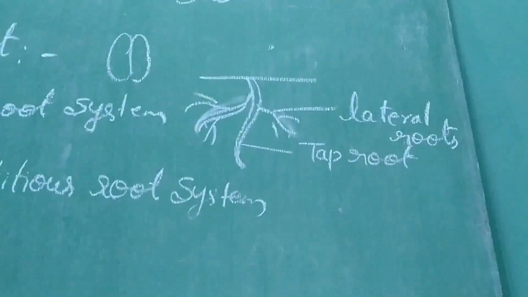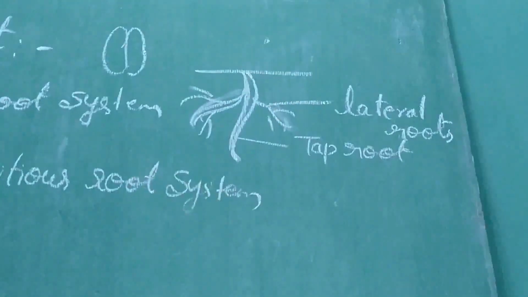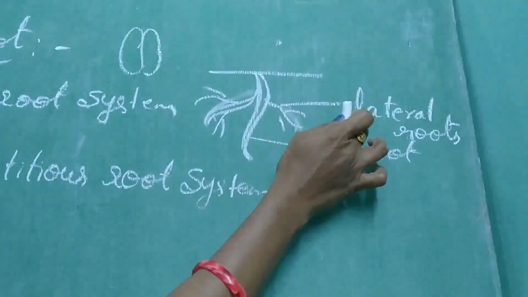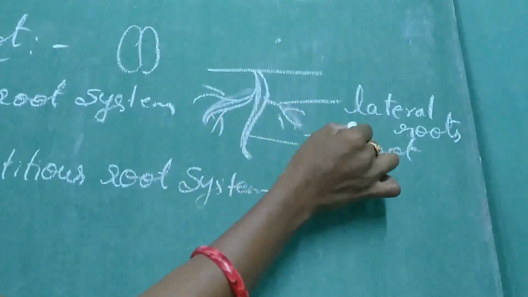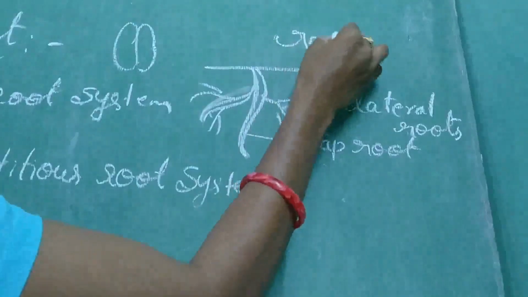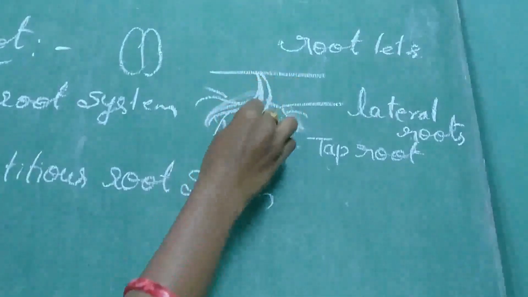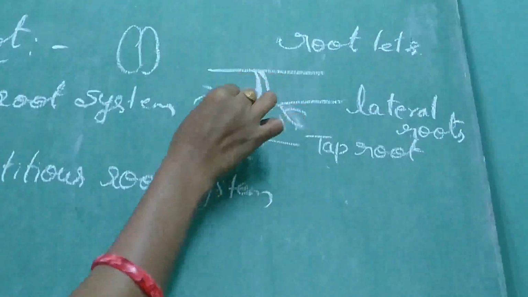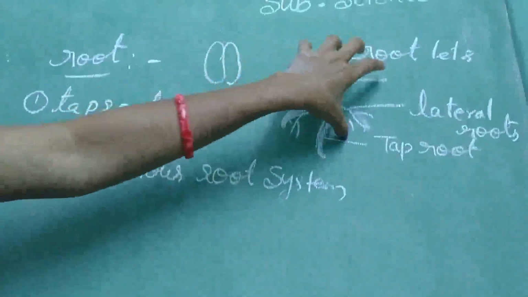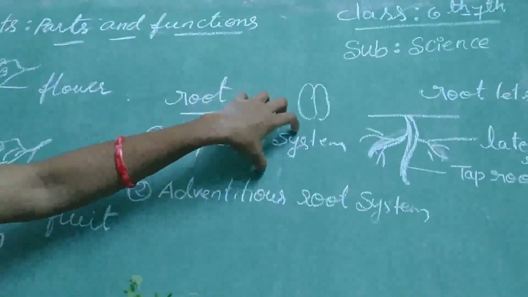The main root becomes very thick. That root is called taproot, and the subroots are called lateral roots or rootlets, which become very thin. What becomes very thick is called taproot, and what becomes very thin is called lateral roots. This total root system is called taproot system.